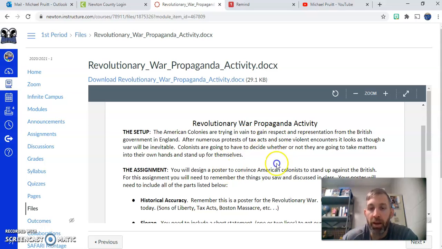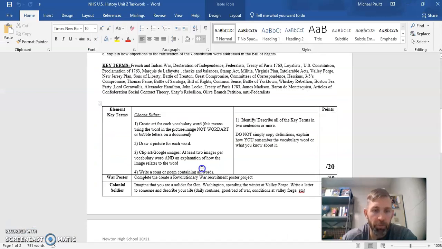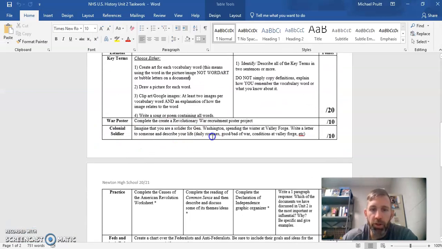If for some reason you have not yet turned this in, number 1, it's 3 weeks late, which is not good. Number 2, you currently have a 0 for the grade because it is its own independent grade. And number 3, you need to make sure that you put it in with your task work stuff and submit your task work stuff to me. So this should already be taken care of, but if for some reason it's not, make sure that you include it in your task work. Okay? Next on the list is your Colonial Soldier Letter.